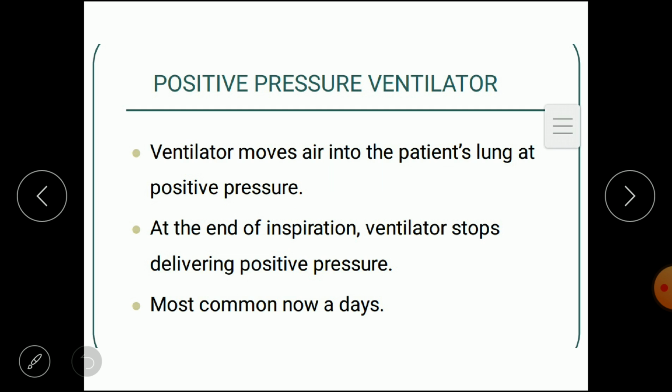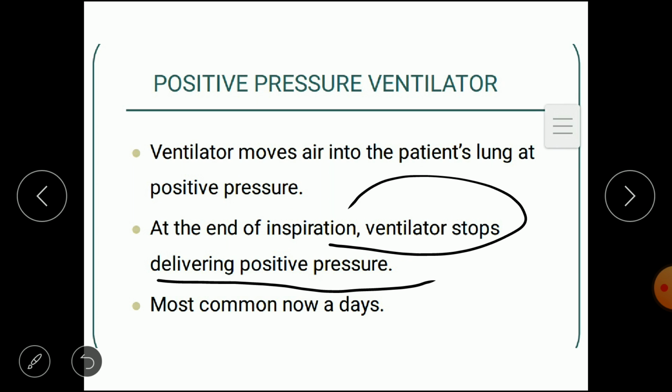Then the positive pressure ventilator moves positive pressure into the patient's lung and provides support for ventilation. At the end of inspiration, the ventilator stops delivering positive pressure, and it is most commonly used nowadays. Thank you.